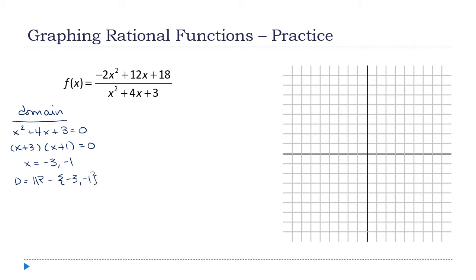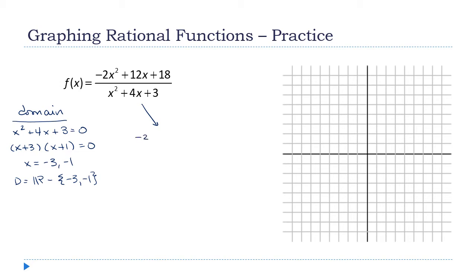Now, hold on to those. We know one of two things is going to happen at each of those points. Either there's going to be a vertical asymptote there, or there's going to be a hole there. It's always going to be one or the other. So let's see about simplifying. First thing I'm going to do, I'm going to factor a -2 out of that numerator. That'll just make it easier for me to factor.